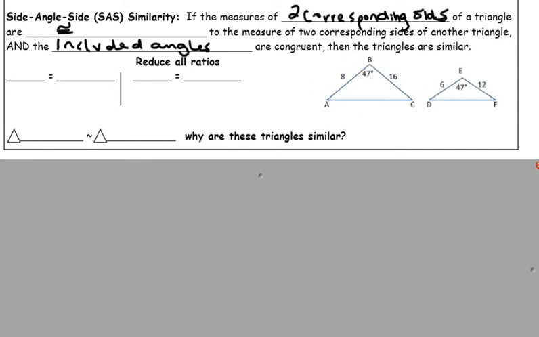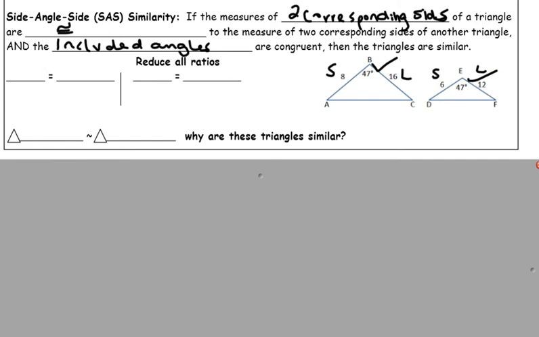So first, we check, are the included angles congruent? 47 is the same as 47, so we're good on that one. Then we need to write ratios comparing the side lengths. So you have to make sure you match up your side lengths accurately. 8 is the smallest side in this triangle, and 16 is the largest side. DEF, smallest side is 6, and largest side is 12.